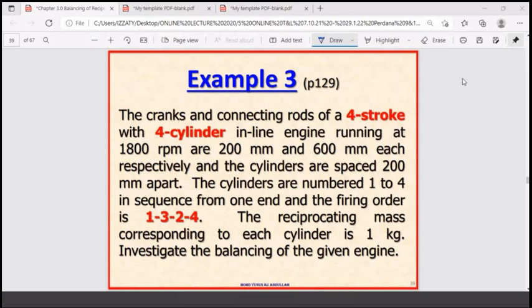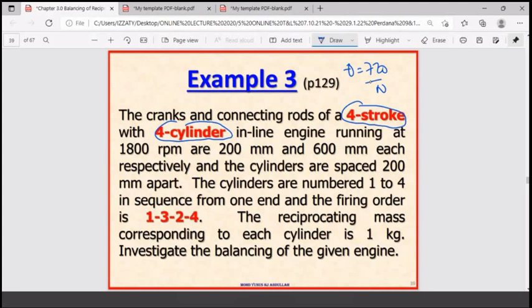Okay, now let's move to example number 3. Turn to page 129. You don't have to do anything about it. You have the solution with you. I'm going to explain how to understand the equation. Okay, now the crank and connecting rod 4-stroke cylinder. Look at the 4-stroke, and keep in mind that theta is equal to 720 by n, and your n will be 4 because you're talking about 4 cylinders. Okay, an inline engine, because of course we are dealing with an inline engine.